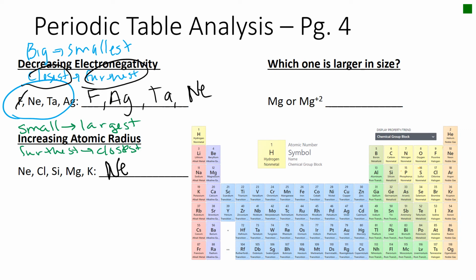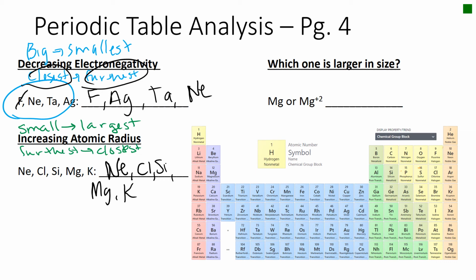I'm going to get rid of that one. Then the next furthest away is Cl, and then Si. And then I've got Mg versus K. Mg is just slightly further away, so it's going to go Mg, and then K. All right, and there you have it. You don't write Fr because it's not in the list. So that's how you do that one.